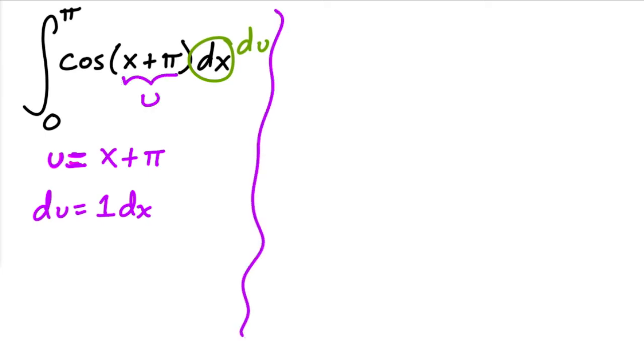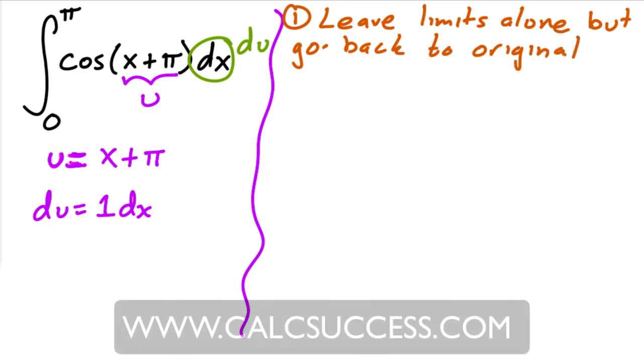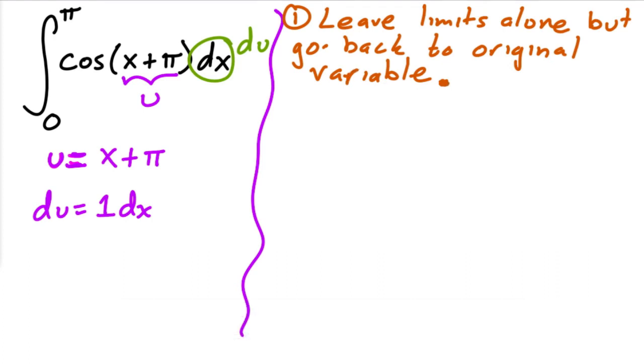Okay, now, as far as the limits of integration go, you have two options. Remember, one is you leave the limits alone, but you have to make sure that you go back to the original variable. Now, this might not seem like a big deal because we've been going back to the original variable on every single problem. The big problem is when you don't do it and you plug them in. So even though it seems simple, mistakes happen all the time.